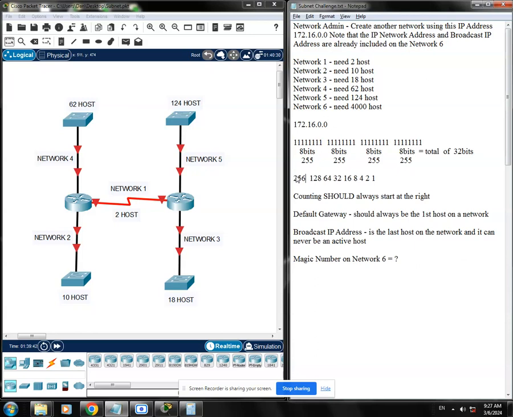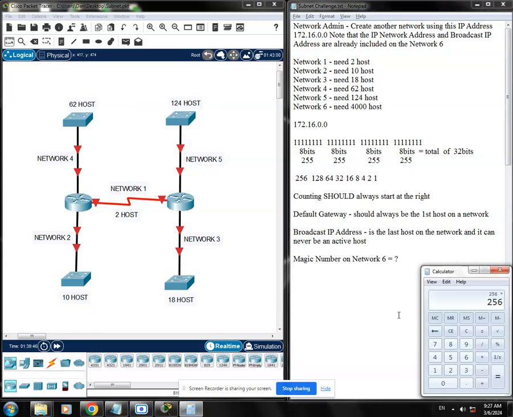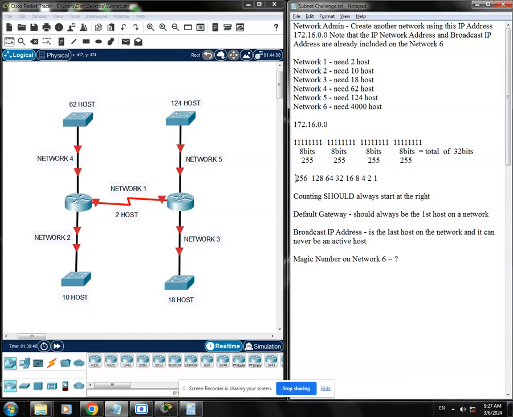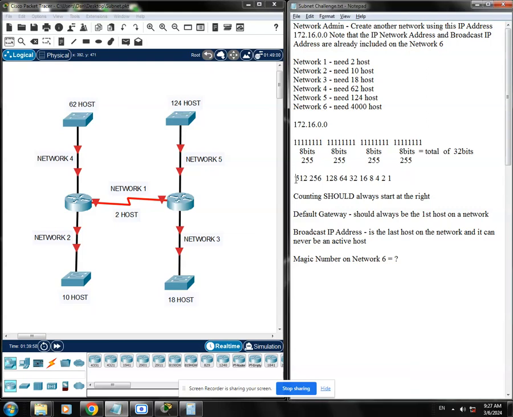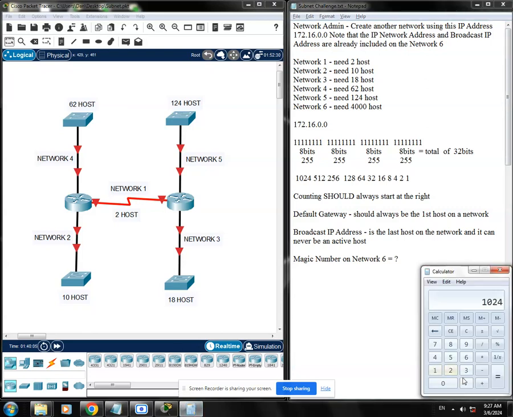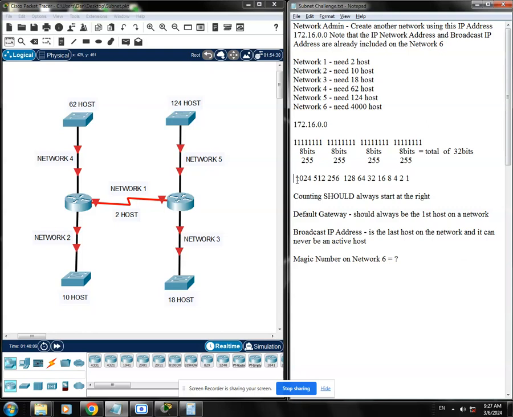256, and then 256 times 2 is 512. Then 512 times 2 is 1024. 1024 times 2 is 2048. We're getting closer, be patient.